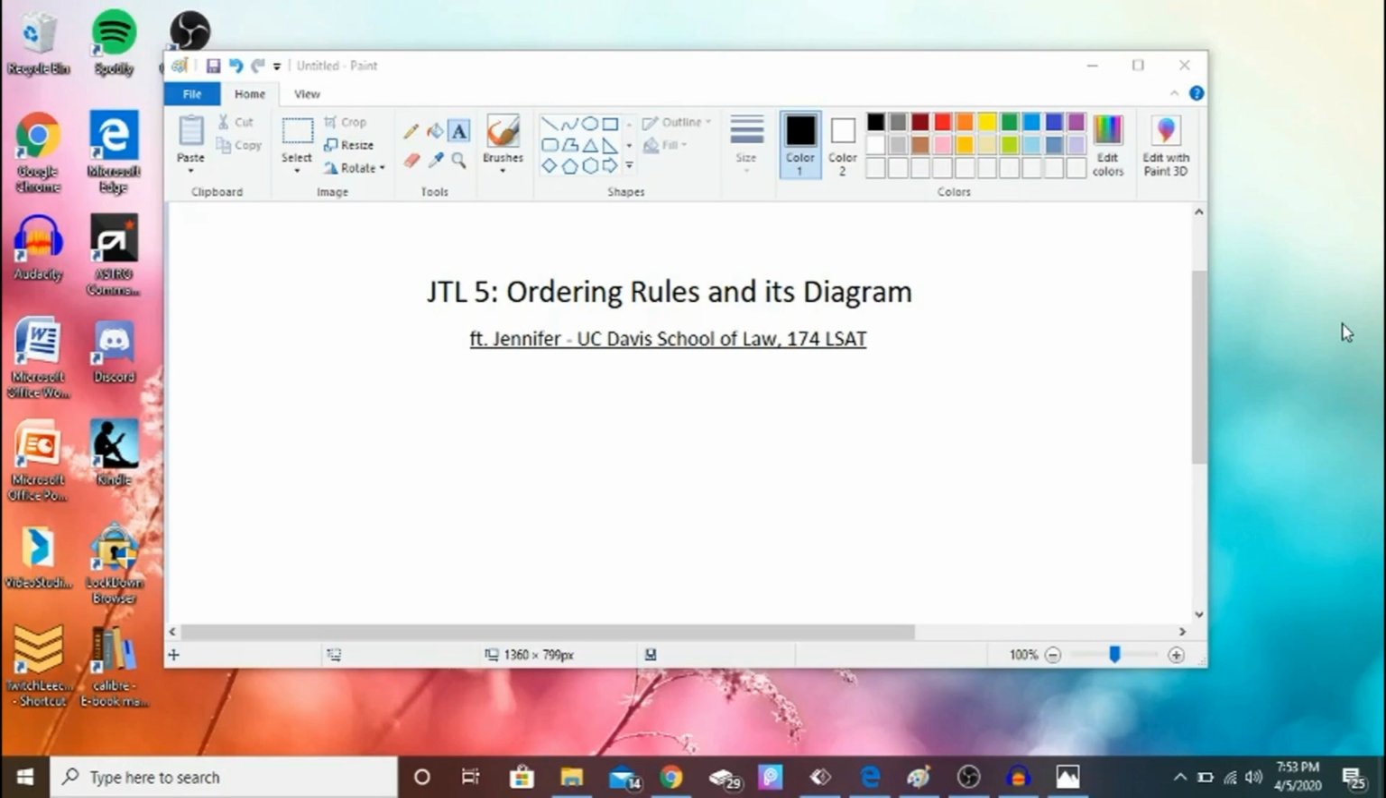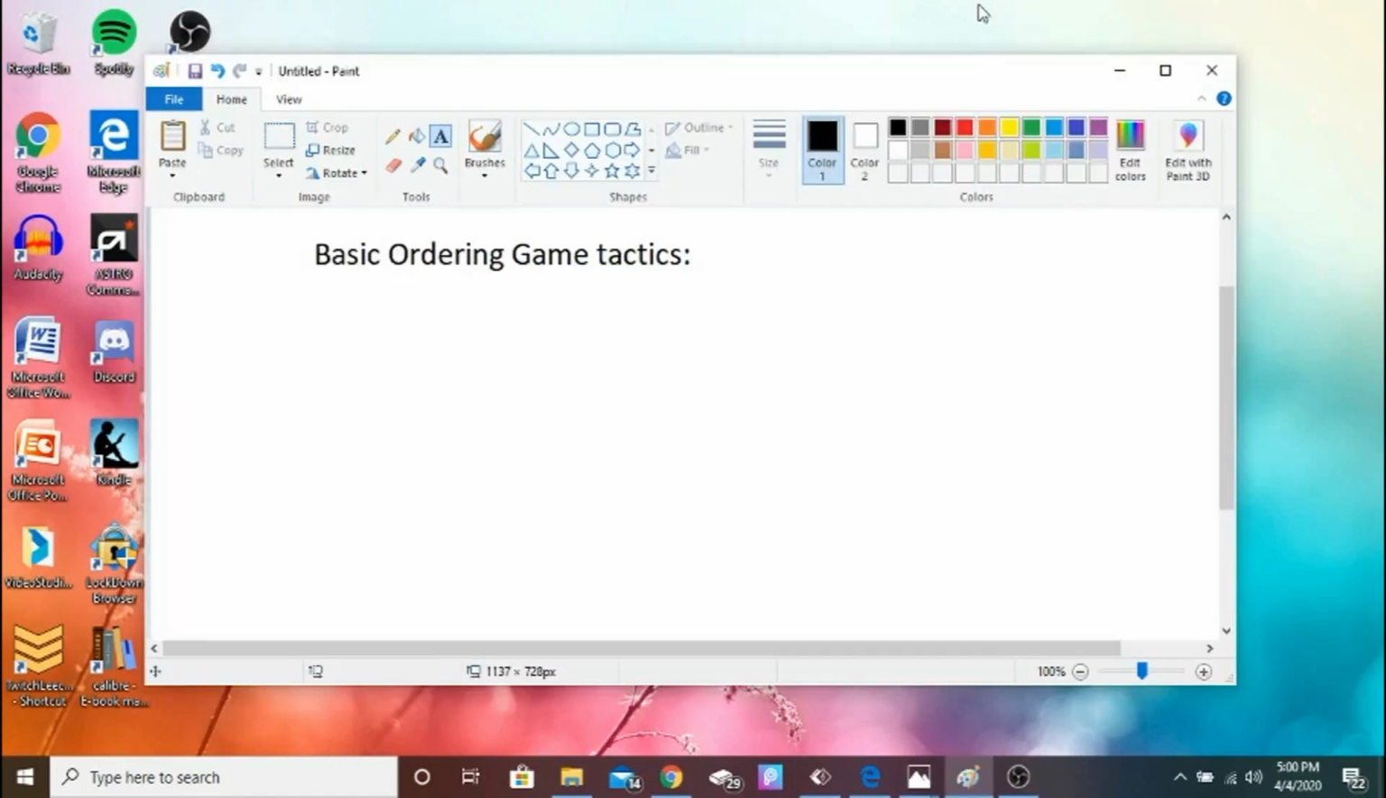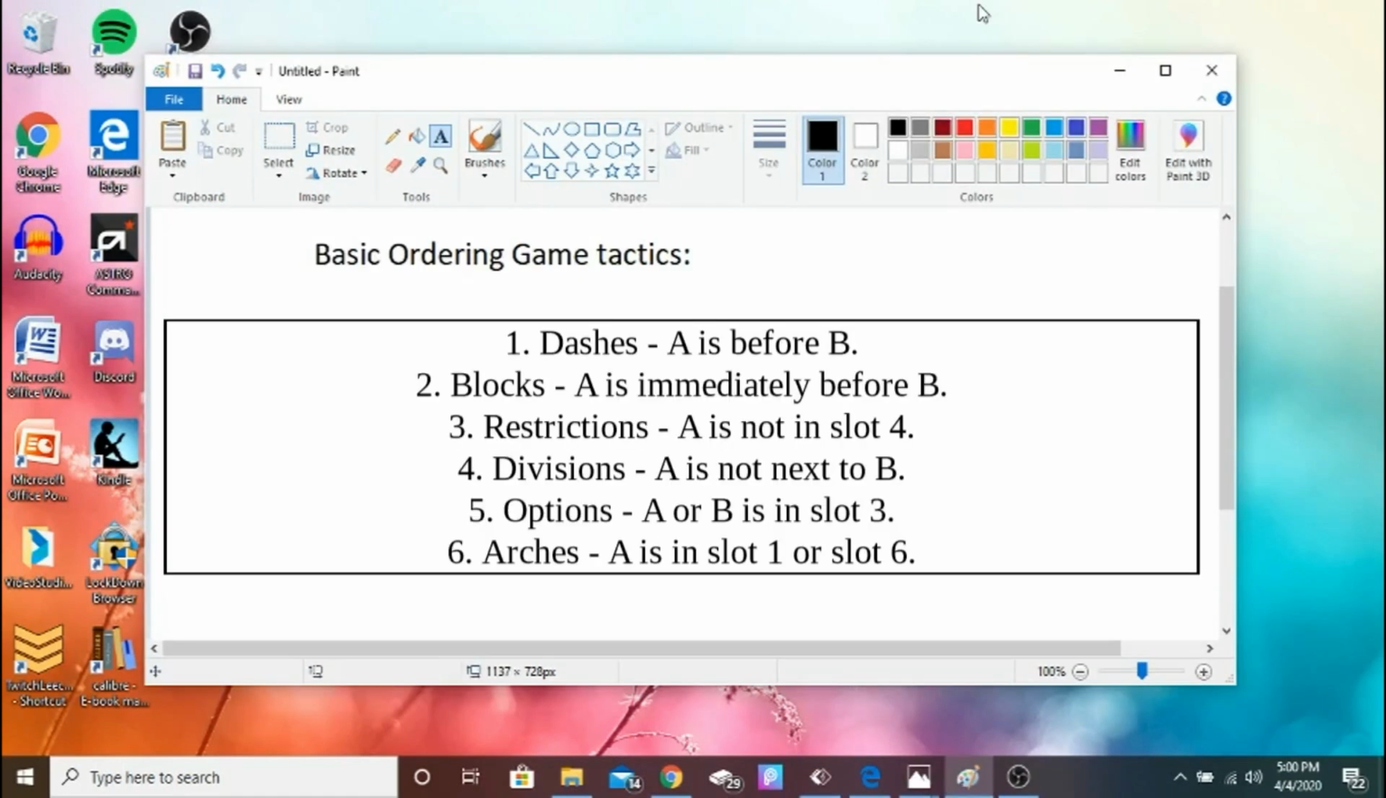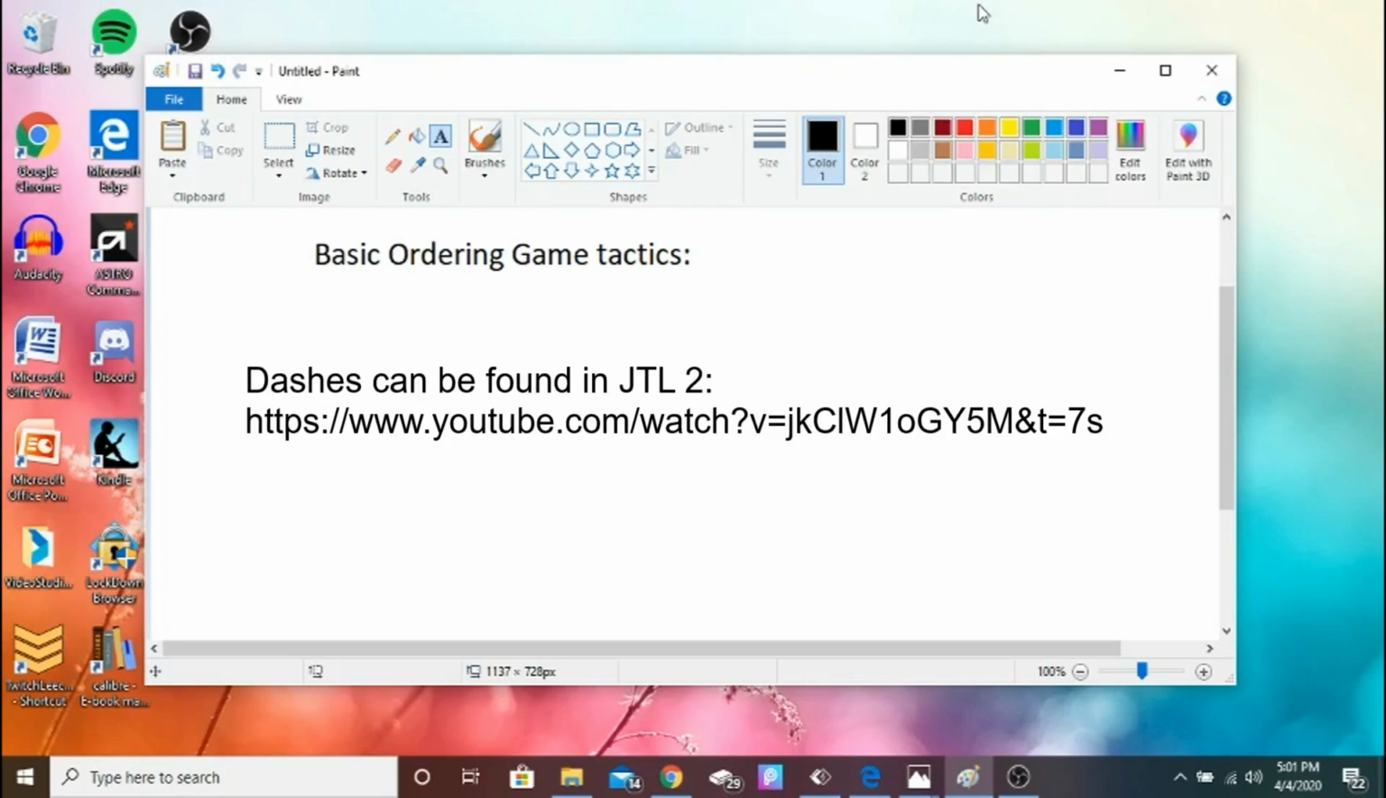But because these rules are different, they will also be worded differently. This is why it is essential to know how to diagram these concepts, so you can easily recognize what the test is asking for when you take the LSAT. For a simple summary, there are 6 basic ordering games tactics: dashes, blocks, restrictions, divisions, options, and arcs. It is important to note that these rules are not created equal, and that blocks and arcs are going to be the most helpful, common across all ordering games. However, I will not be going over dashes since it's been detailed heavily in JTL2.